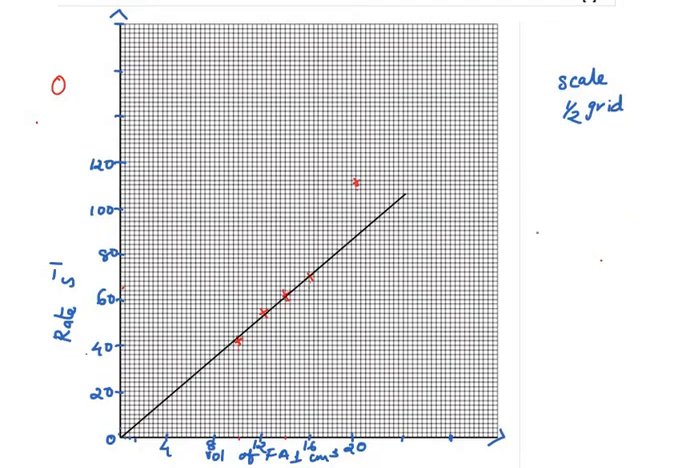So this is the line we have chosen, where we can see that almost 4 of the points are lying on the line, but one of the points is anomalous, and we can circle it because it was mentioned in the question that if any point is found anomalous, we can circle it. So here we have shown the anomalous point with the help of a circle. Now let's go ahead and read the question.